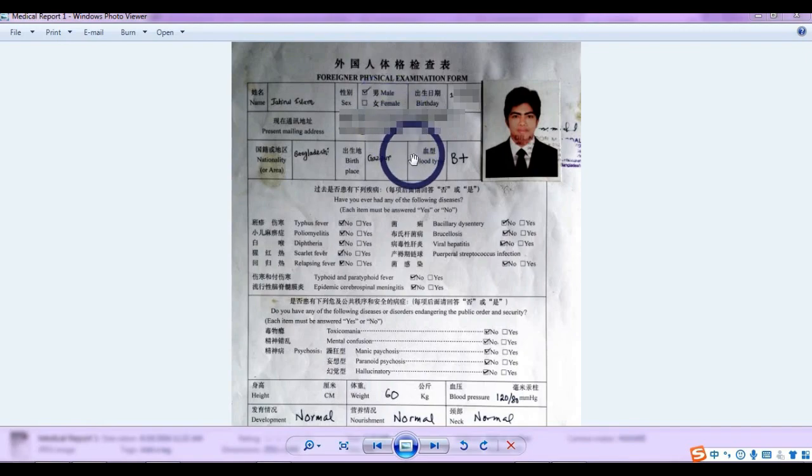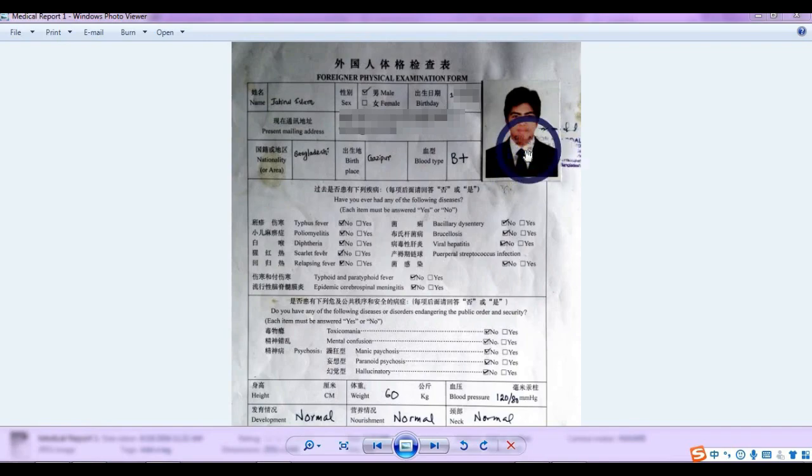As you can see, this is an image file. I have scanned my foreign physical examination form, and in that form you can see a lot of information about me. Don't fill up this information at first. When you meet with a doctor, ask him whether he wants any help to fill up this basic information or not.